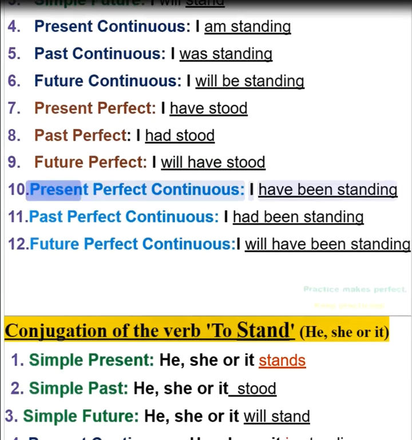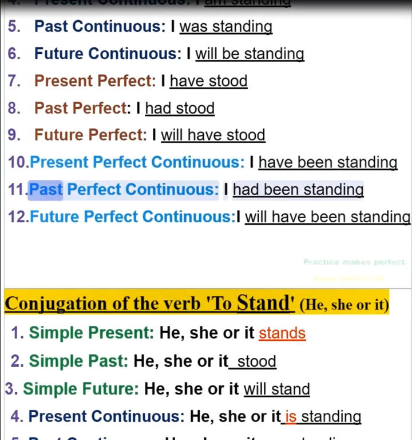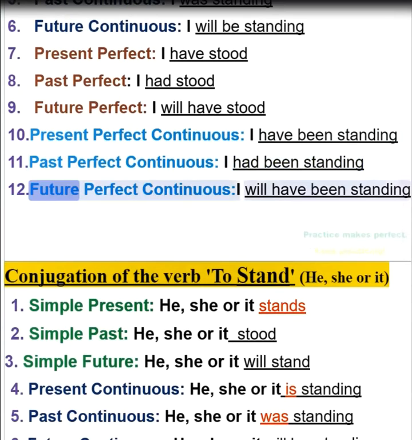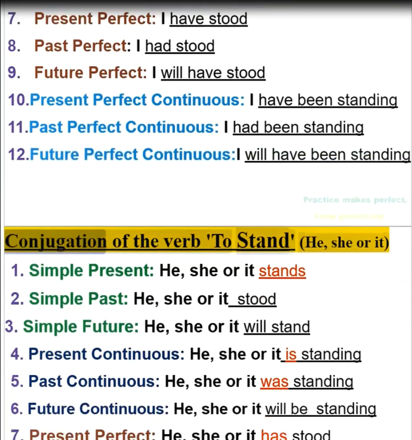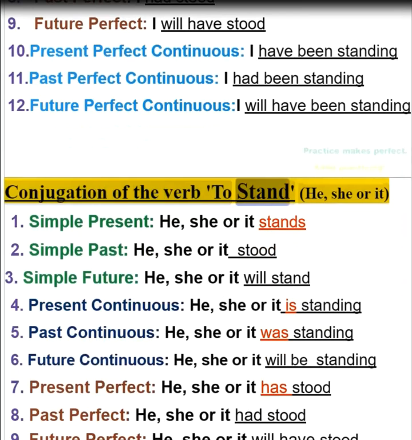10. Present perfect continuous, I have been standing. 11. Past perfect continuous, I had been standing. 12. Future perfect continuous, I will have been standing. Conjugation of the verb to stand.